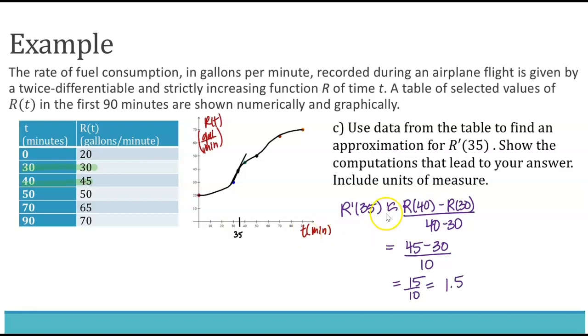But now let's talk units. We took a derivative of a rate. So here, what might help is if we recognize that r of 40 minus r of 30, those outputs were in gallons per minute. So here, this was in gallons per minute, and 40 minus 30 were in minutes. So we have gallons per minute per minute, which is gallons per minute squared. So the derivative of a rate, right, looks like that acceleration type of unit.